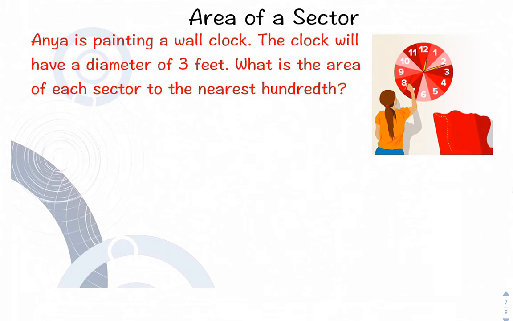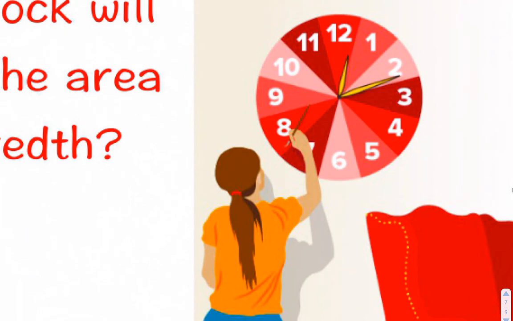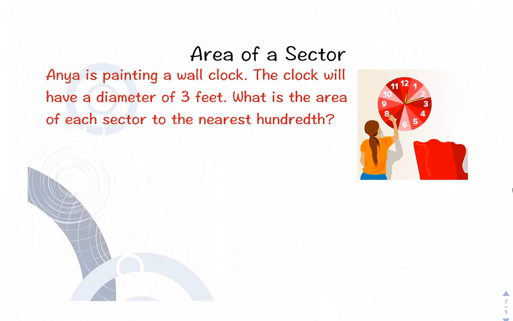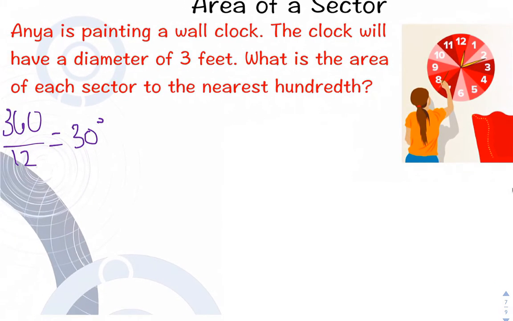All right, so let's think about here. Now, what are we missing here? Well, we're missing the angle, right? So we need to know what is the angle of each of these pieces. Well, they're all equal, so there's 12 sections. So to get that angle, I could do 360 divided by 12. Okay, well, 360 divided by 12 gives me an angle of 30 degrees. So then I know, okay, each section is 30 degrees. That is my central angle.